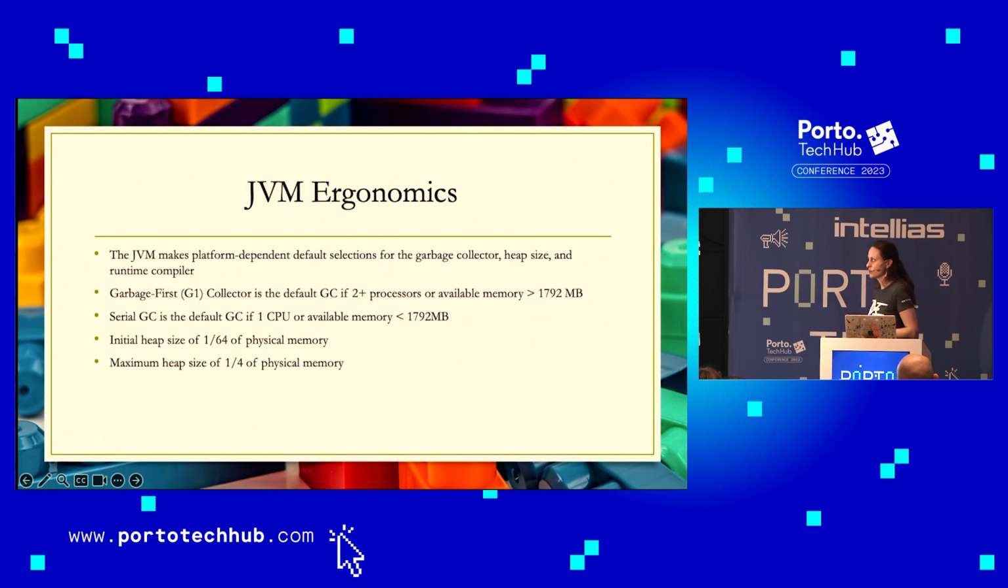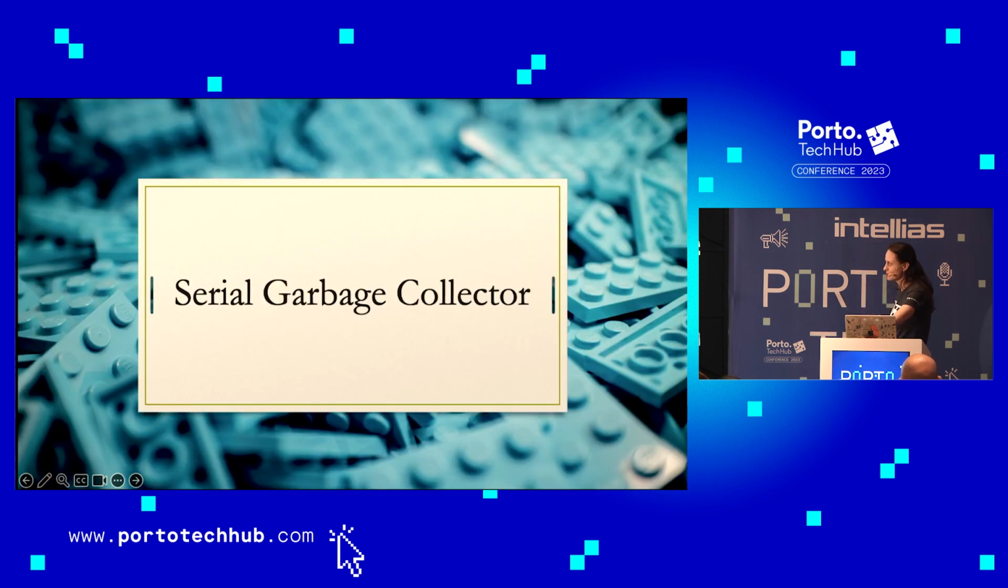Initial heap size will be 1/64 of physical memory, and maximum heap size will be 1/4 of physical memory. So these are the defaults, and sometimes the defaults work great for the applications. However, it doesn't hurt to look into improving that, because I've given this talk before, and some people ask, why don't you touch the serial garbage collector? I thought of talking about it a bit as well.